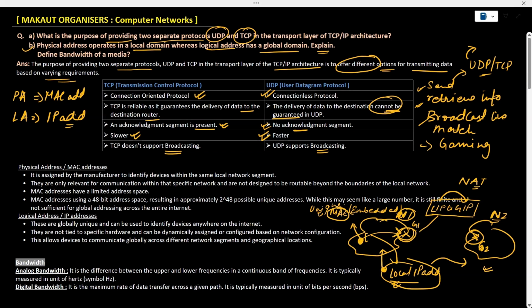Now, once this IP address is changed to global IP, this gateway will send the packet to the next router. Suppose it sends the packet to this gateway in network 2. Once this gateway receives the packet, it will send the packet to the respective node where we want to send. Suppose we want to send the packet to this node, then this gateway will send the packet to this local IP. That's why the logical IP address has a global domain. Whereas the local IP address and MAC address are restricted locally, within a network.